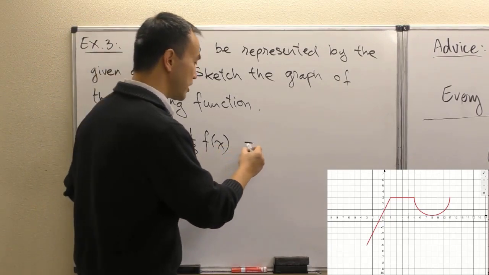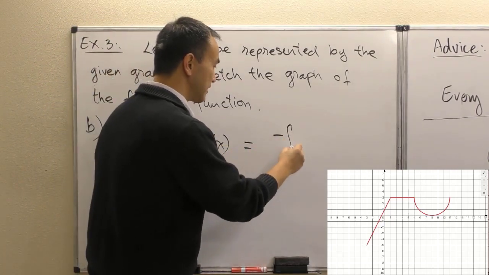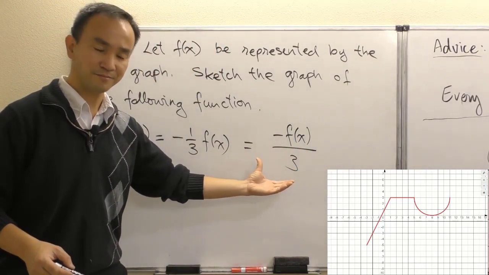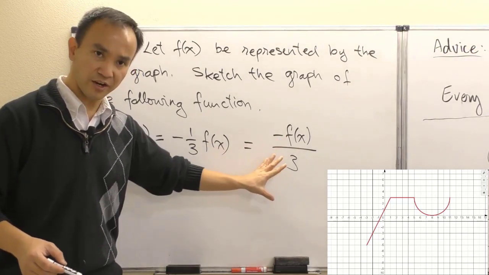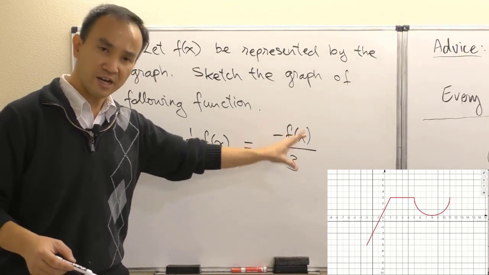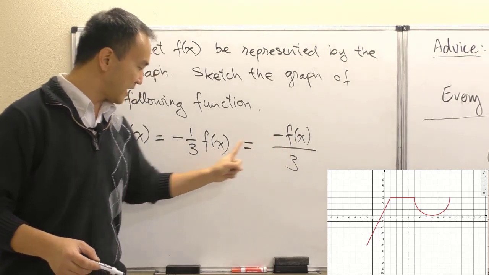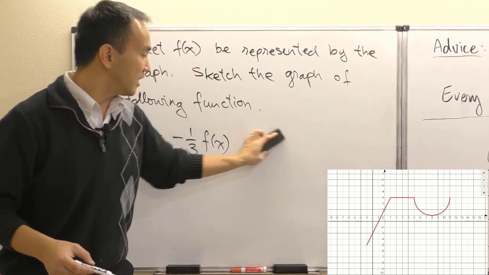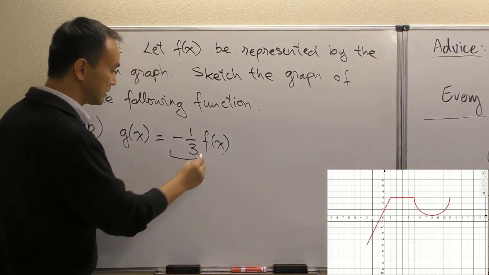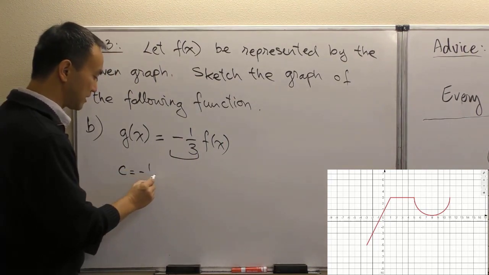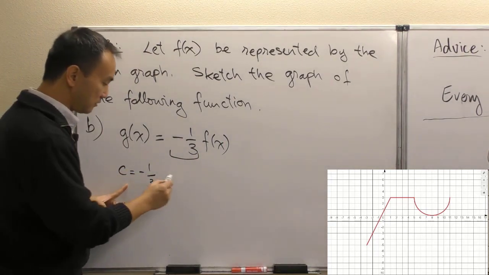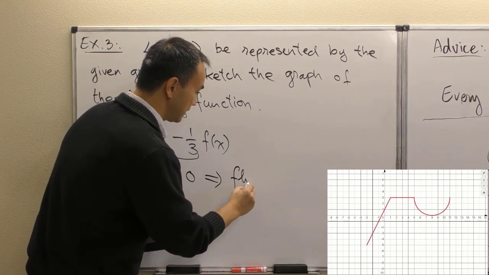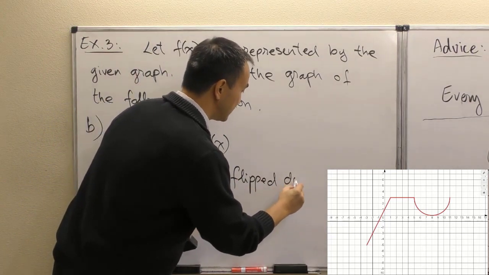Sometimes textbooks alternatively write this as minus f of x over 3, just for you to be aware. But since I didn't write it that way, I'm going to erase that. There will be times it is written like that, and we understand that as negative 1/3 f of x. Writing it this way, we clearly see this is constant c right here. So our c is negative 1/3, which is less than 0, a negative value. So we know there's going to be a flip. We're expecting it to be flipped downward.